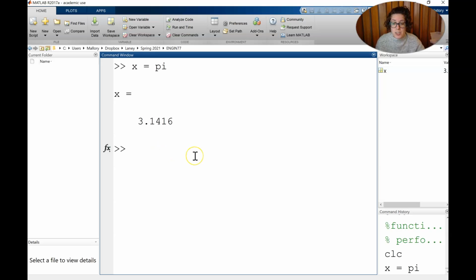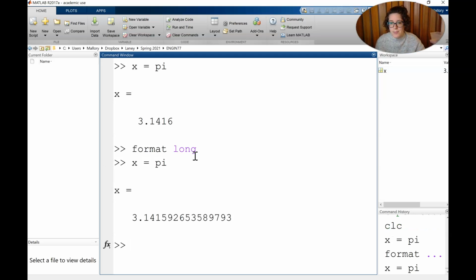If I wanted to change that, I could type in format long, format space long. And now I'm going to retype x is equal to pi, and I see I get 3.1415926 and so on.